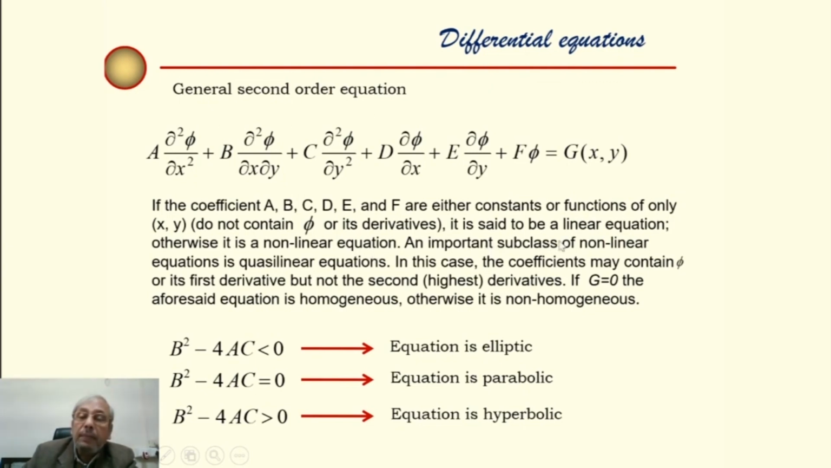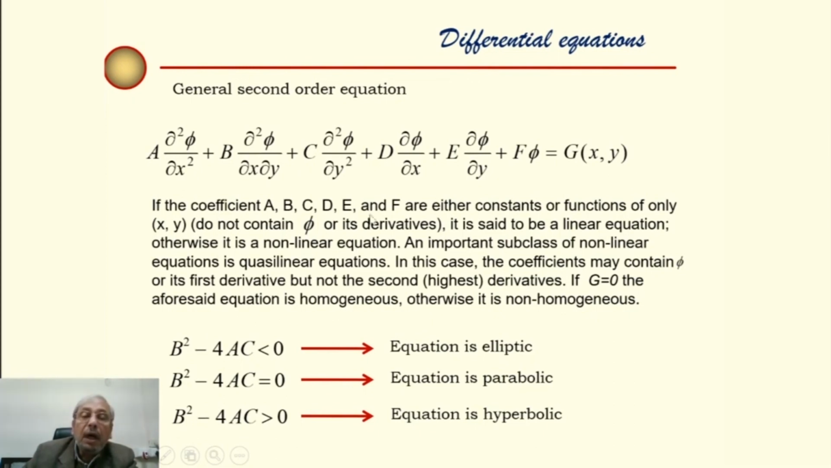An important subclass of nonlinear equations is quasi-linear equations. In this case, the coefficients may contain φ or its first derivative, but not the second derivative. If g equals 0, the equation is homogeneous. Otherwise, it is non-homogeneous.